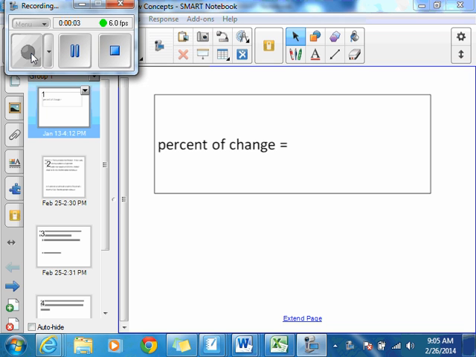One of the concepts that we need to review for 7th grade math is percent of change. You're going to want a pencil, a piece of paper to probably jot down a couple small notes, and your calculator.